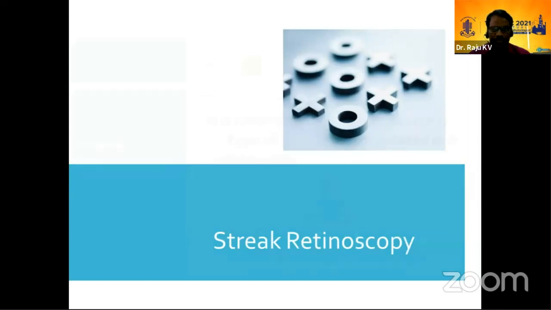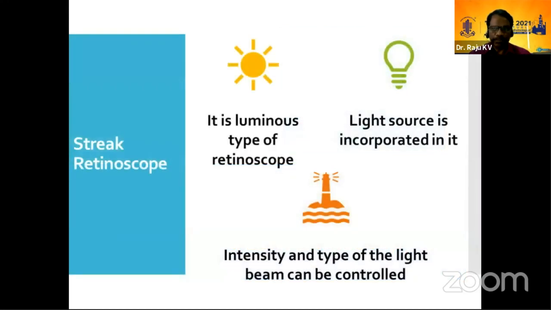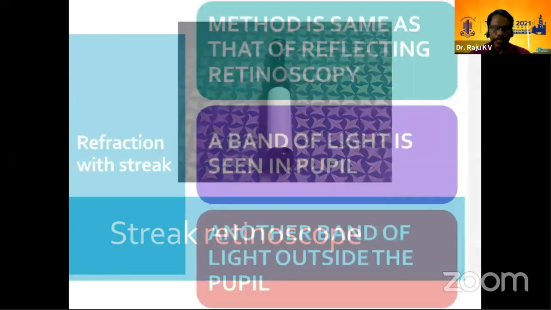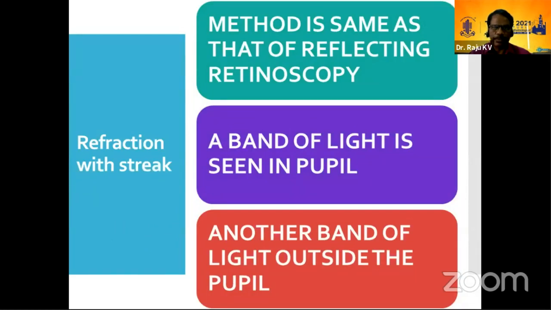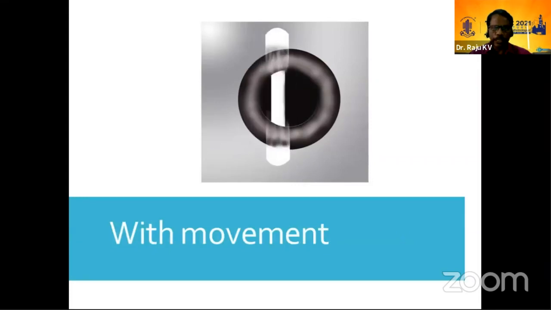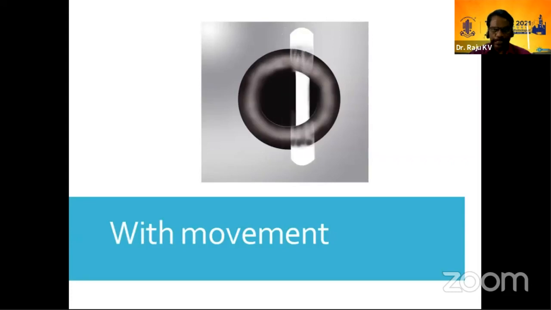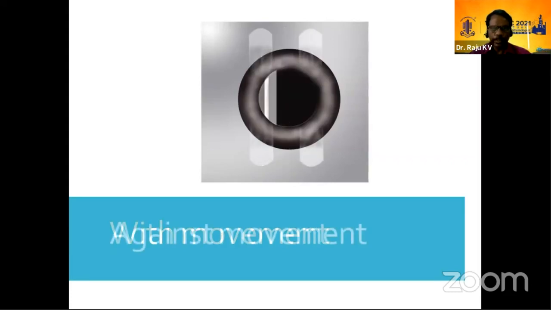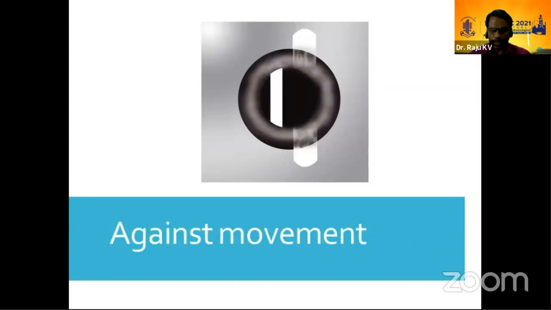And you can use a streak retinoscope, and streak is self-luminous. A light source is incorporated, and the intensity and type of light beam can be controlled. And this is the streak. And the method is the same as that of the reflecting retinoscope. And you can see a band inside the pupil and another one outside the pupil. And this is how it moves. That is with movement, where the band outside and inside are moving. And this is how it moves in against movement.